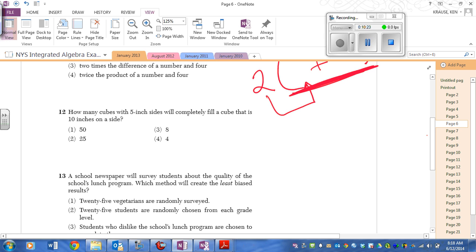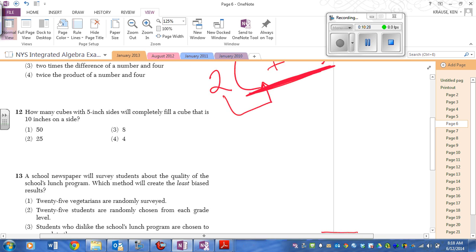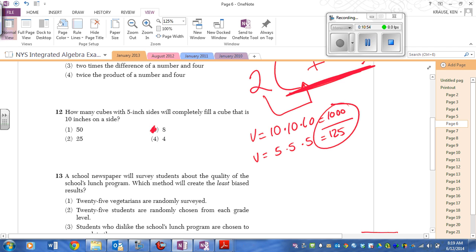12 talks about volumes of cubes. We could do this simply by doing the volume formulas. The volume of the large cube would be 10 times 10 times 10, which is 1,000. The volume of the small one would be 5 times 5 times 5, and that would be 125. And if I divide those, because we try to figure out how many of one goes into the other, you get 8.